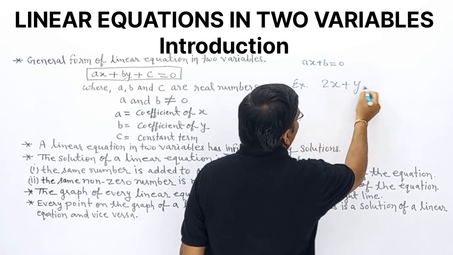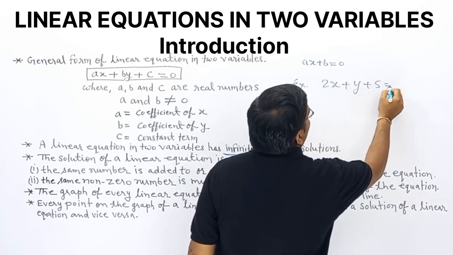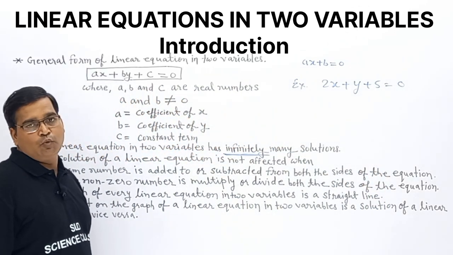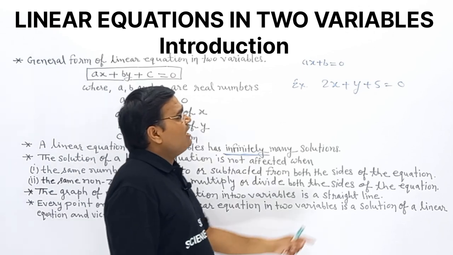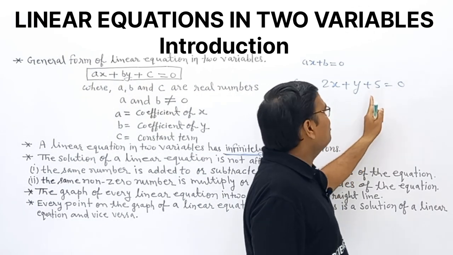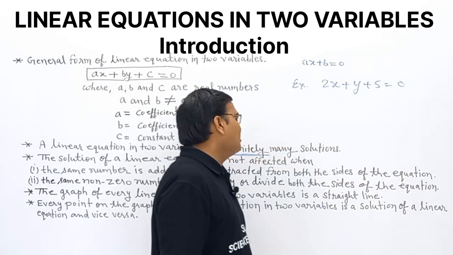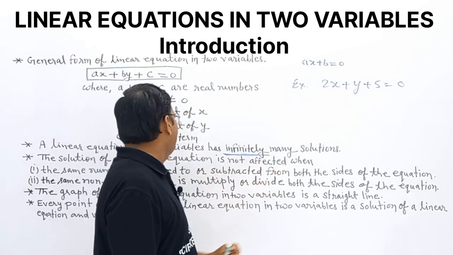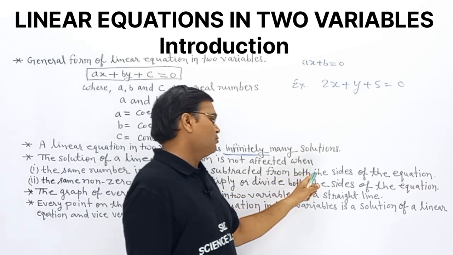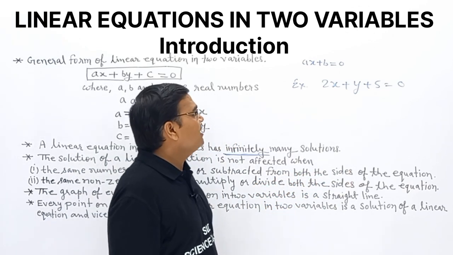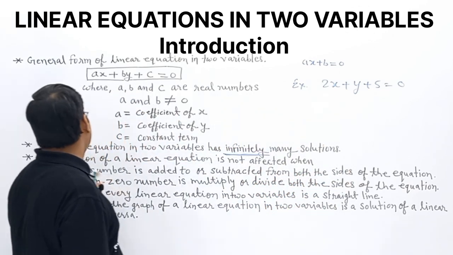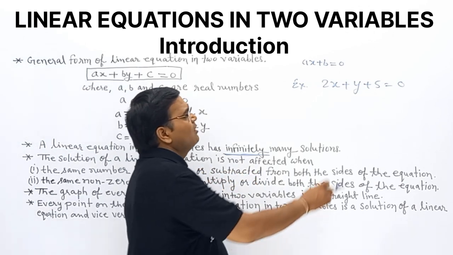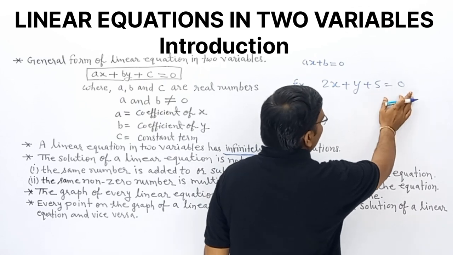2x plus y plus 5 equal to 0. This one is a linear equation in two variables. Clear? Once we add or subtract the same number to both sides of the equation, then that equation is unaffected. The linear equation is not affected when we add or subtract the same number.